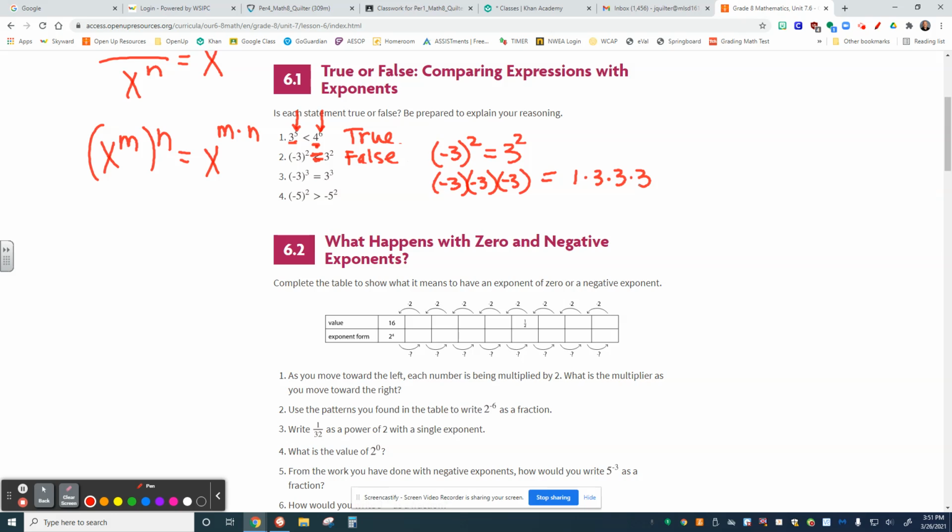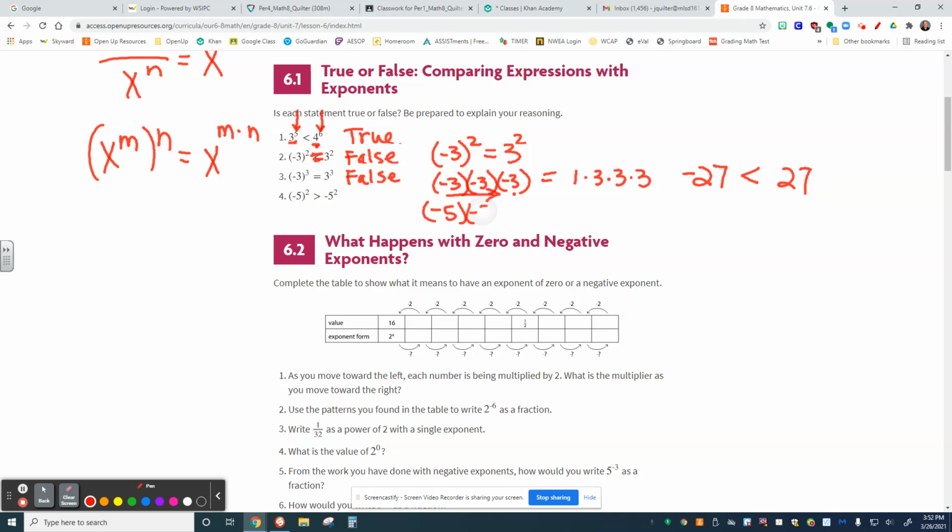Now in the previous one, we saw that negative 3 times negative 3 is positive 9. So that product is positive 9, and then we multiply it by negative 3, and we end up with negative 27. Whereas on the right side, 3 to the 3rd power is 27. So what we find out is that this is not a true statement. This is a false statement, because the expression 3 to the 3rd is greater than the quantity of negative 3 raised to the 3rd.